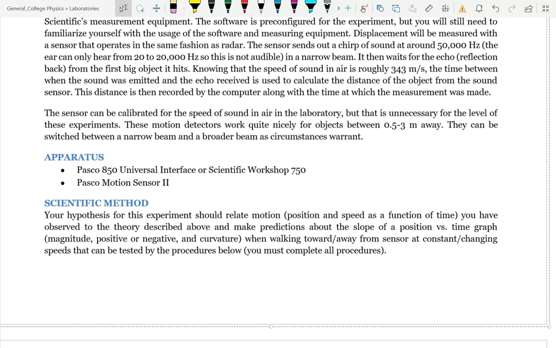So it tracked his position as he walked around. And so you can see, the slope went one direction when he was walking away from it, another one when he was walking toward it. Here's when he was stationary. And you're going to be asked questions and answer questions about that.